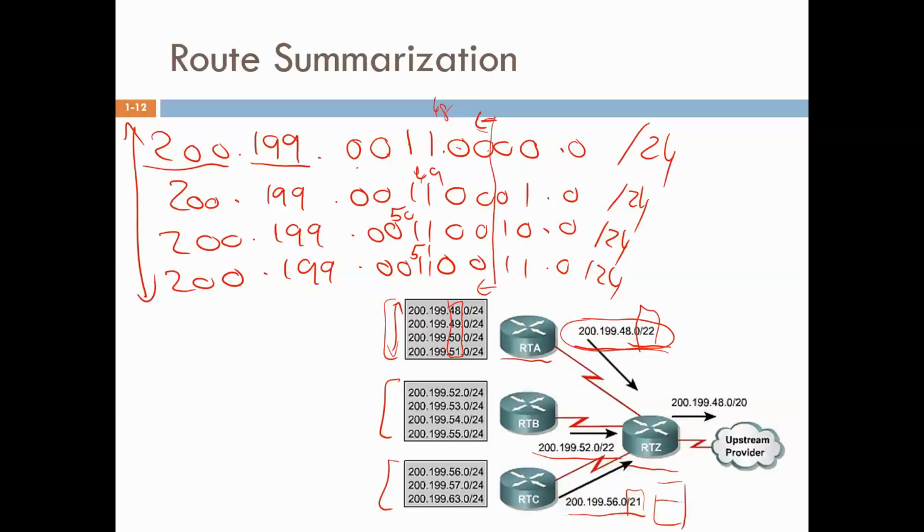You will see that the subnets in router A and router B are contiguous blocks, meaning that they are complete blocks. They follow each other. So 48, the last 2 bits in 48 are 00. 49, the last 2 bits are 01. 50, the last 2 bits are 10. 51, the last 2 bits are 11. Okay? But if you look at the subnets in router C, they are .56 and .57, and then you have .63. .63 is not a contiguous block.